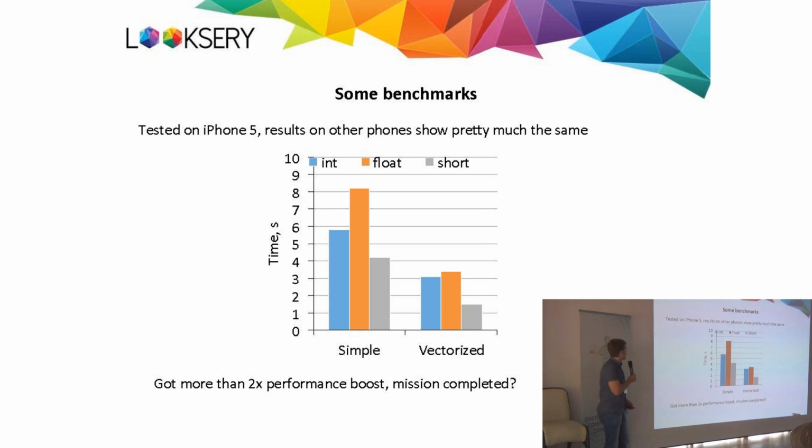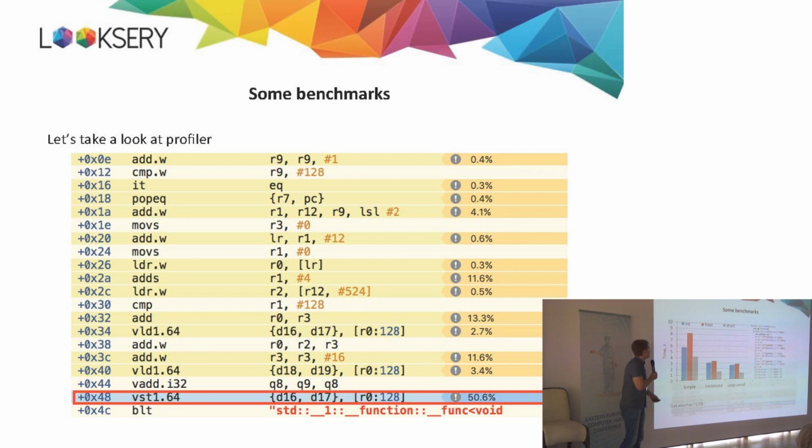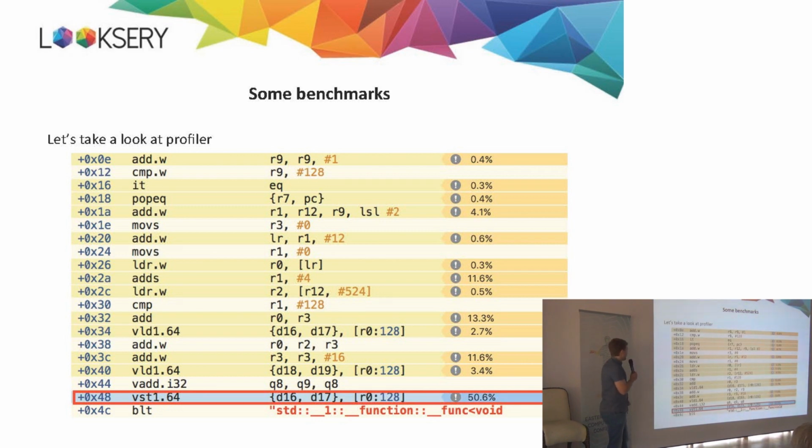What else to do now? Okay, let's do some loop unrolling and check what's there. You can see that I did some loop unrolling here and interleaved the loads and actual arithmetic operations. As you can see, it gave us approximately another 10-15%, so it really helps. Okay, let's look at the profiler and the disassembly.